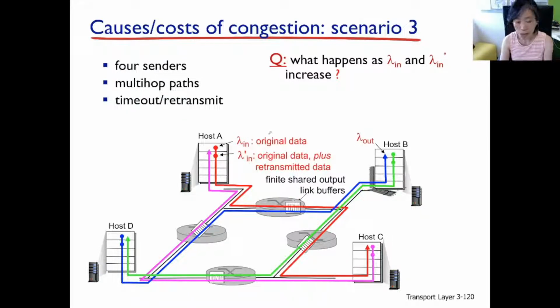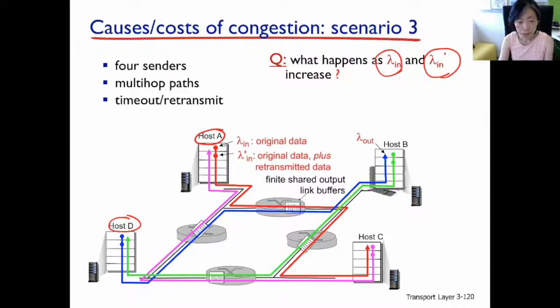Now let's focus on the red flow coming from host A and the blue flow coming from host D. These flows will increase the sending rate lambda in, and therefore lambda in prime will also be increasing, sometimes faster than lambda in. Now what's going to happen when lambda in and lambda in prime increase?